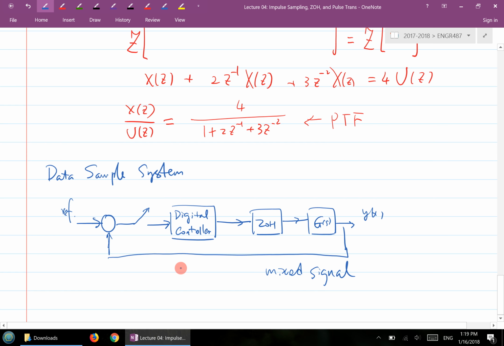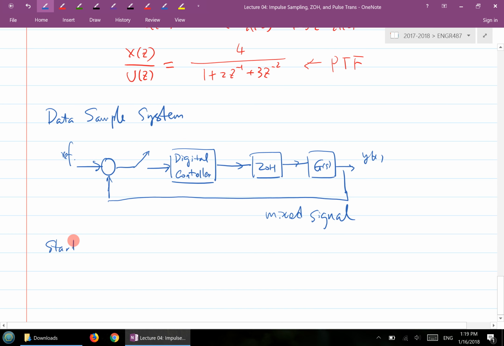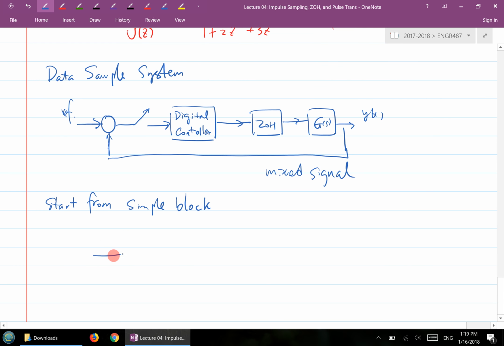So let's start from simple blocks, not a closed loop block like this. Let's start from a very simple block. We're looking at this block right here. That's a very simple one.